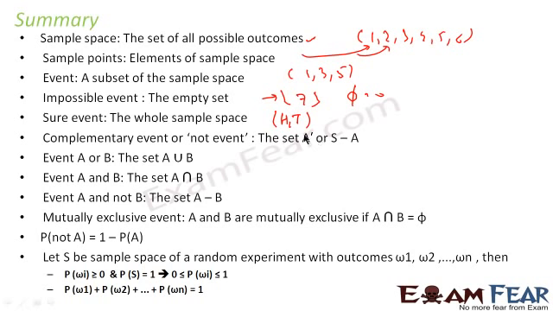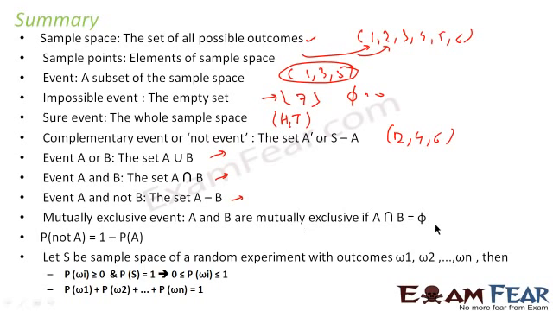Complementary event means not in that event. For example, for an odd number on a die throw, the complementary will be 2, 4, 6, because the universal set is 1, 2, 3, 4, 5, 6. Event A or B, you say union. Event A and B, you say intersection. Event A not B, you subtract.